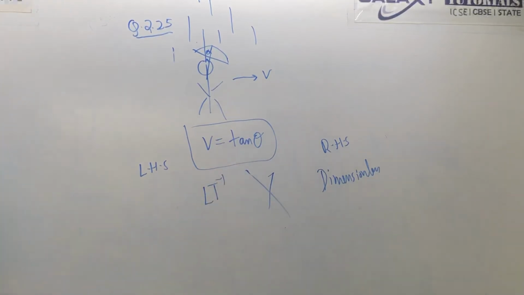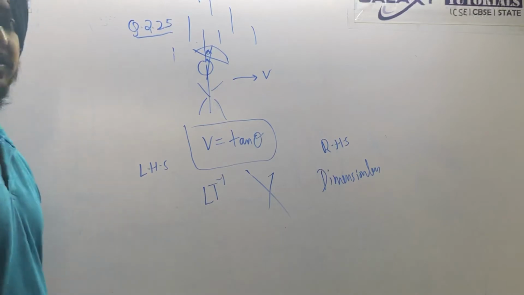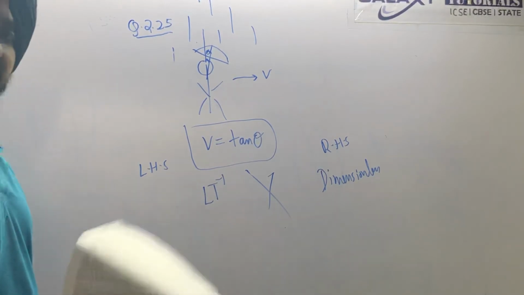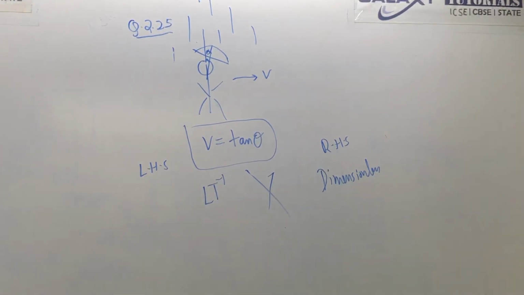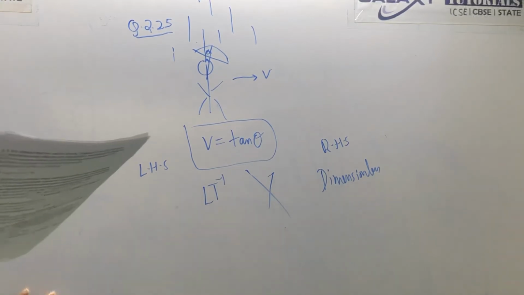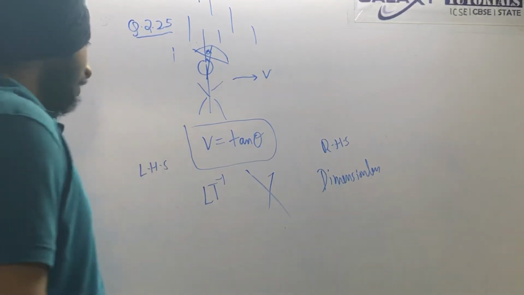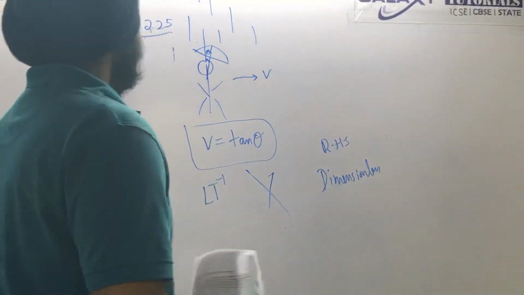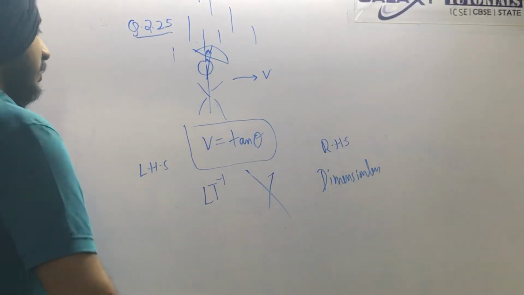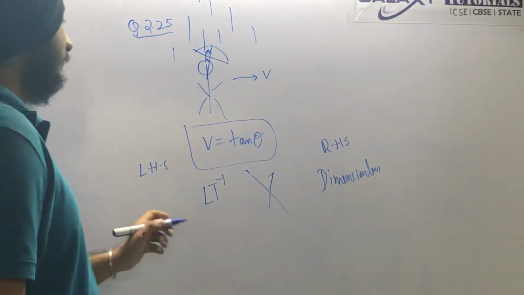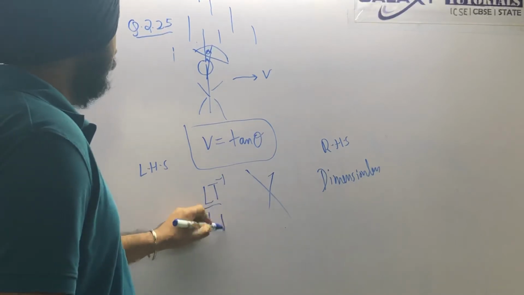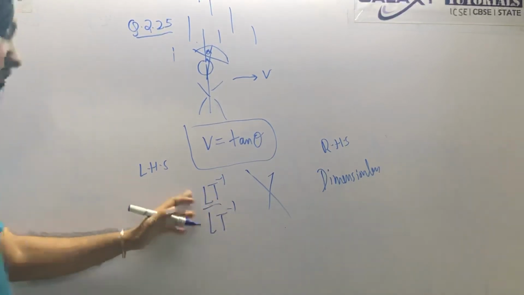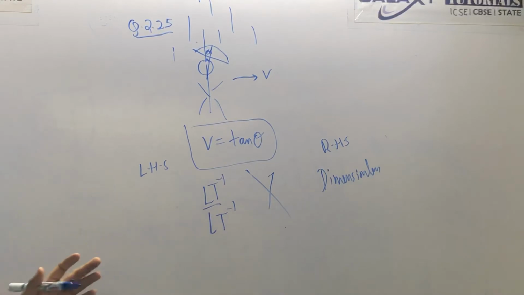So how to make this correct? See, the RHS is already dimensionless. If you make the LHS also dimensionless, then your problem is solved. So you will proceed with the LHS. How to make it dimensionless? If you divide V by a velocity again, then your problem is solved. Yes, then it will also become dimensionless.